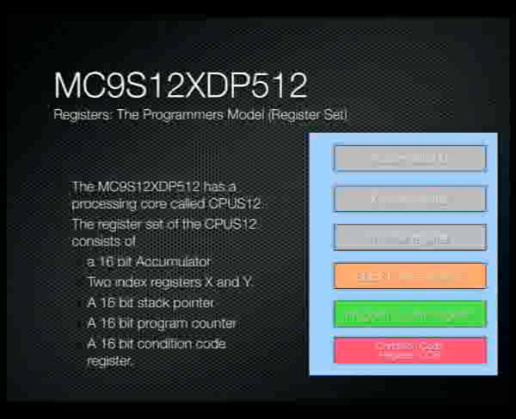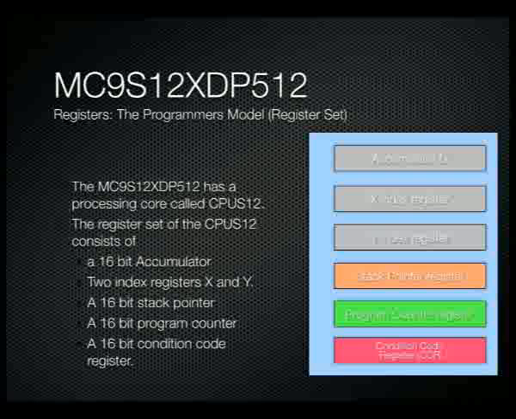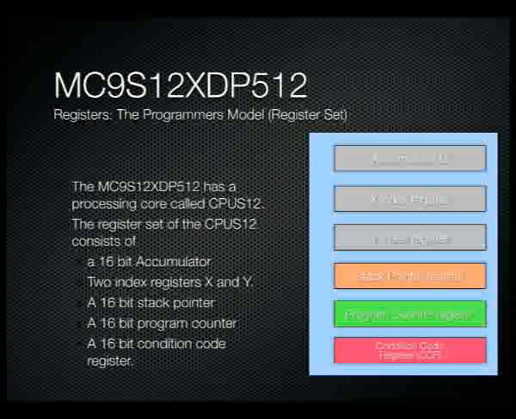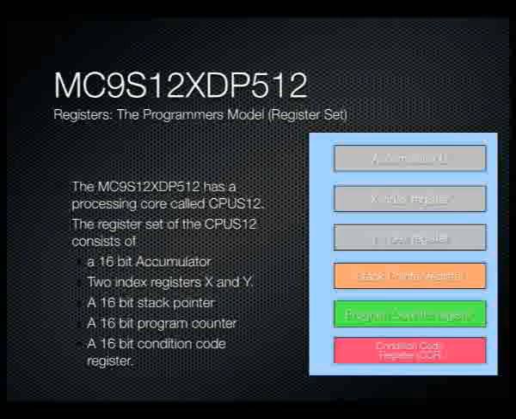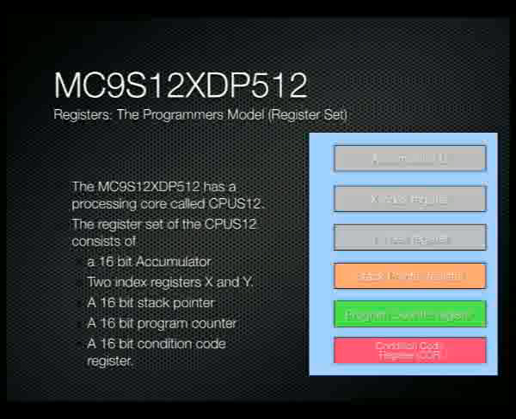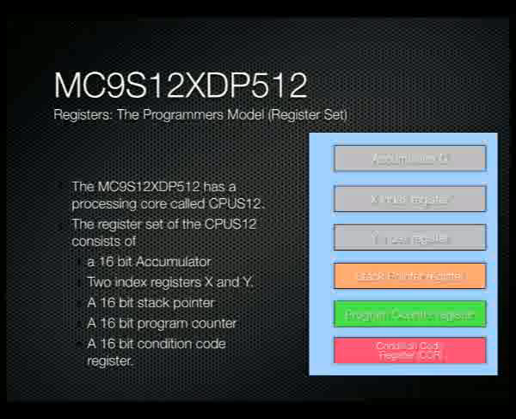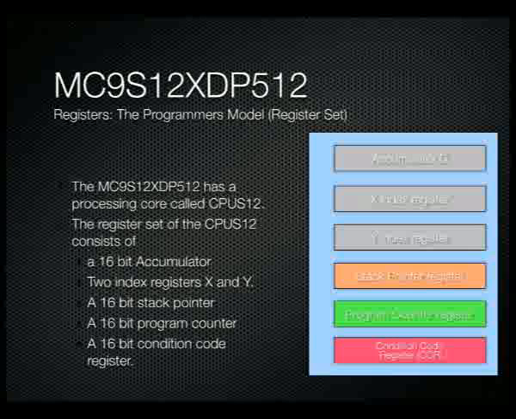So inside the MC9S12XDP512 we have a register set which consists of 6 registers. So inside the CPU12 there are 6 registers. There is a 16-bit accumulator. There are 2 index registers X and Y, which are both 16 bits in size. We have a 16-bit stack pointer. We have a 16-bit program counter, and we have a 16-bit condition code register. So they are the registers that exist inside the core of our processor.